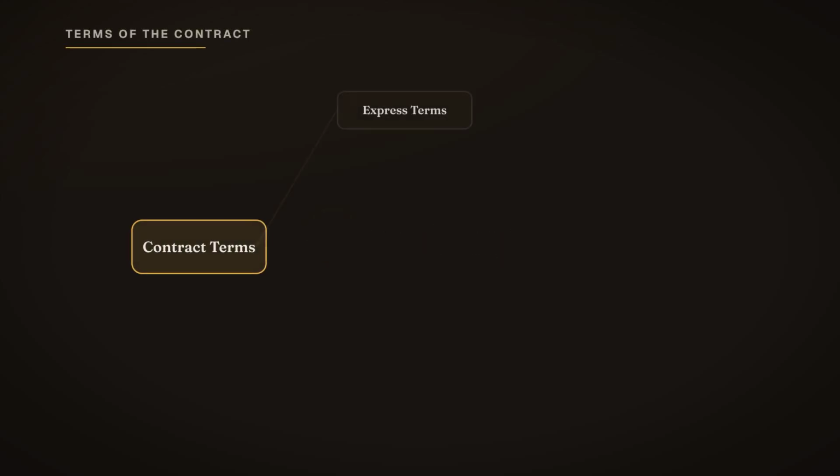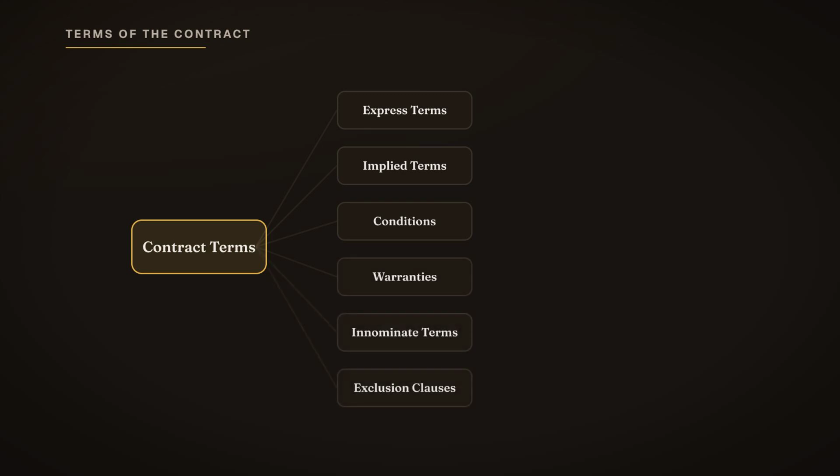A contract is built from terms. Some you can see in the written document, some the law reads in for you, and some whose legal weight only becomes clear when a court classifies them. This lesson maps out each part of that picture.